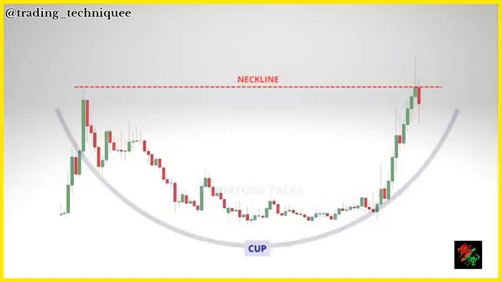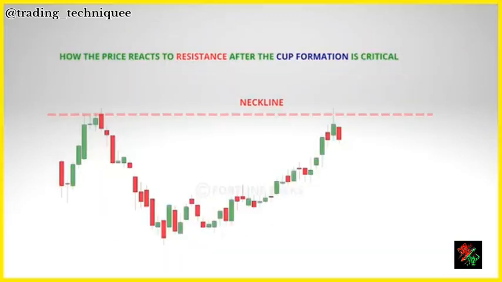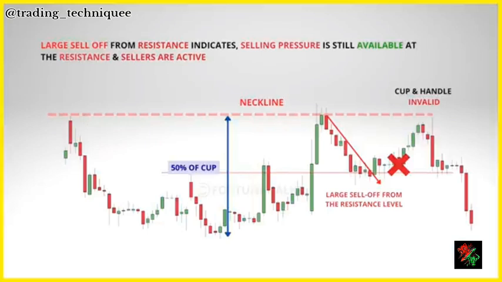Now it looks like a ball or an object with a round bottom, and the volume should decrease towards the middle of the pattern, which is during the consolidation, and then rise towards the up move, which indicates an increase in the buying pressure. How the price reacts at the resistance is important because it tells you whether there is still selling pressure available at the resistance. Now, a cup and handle pattern becomes invalid if you see a large sell-off from the resistance level, as it tells you that the selling pressure is still available there and the market is not ready to head higher.